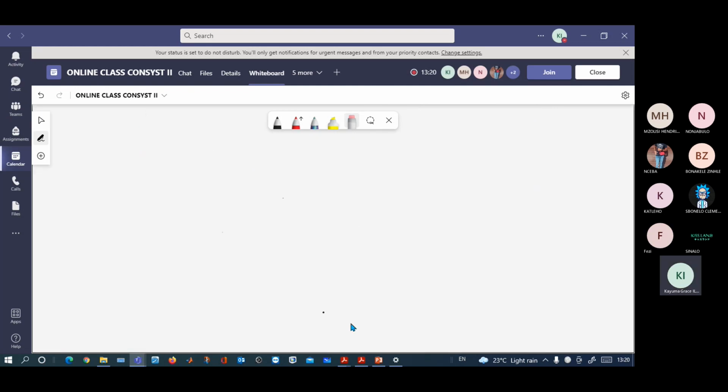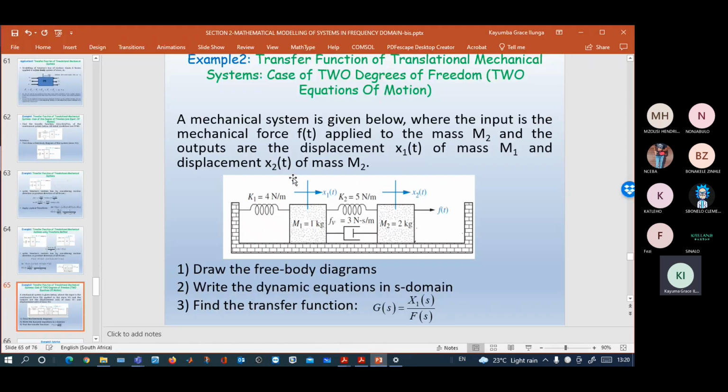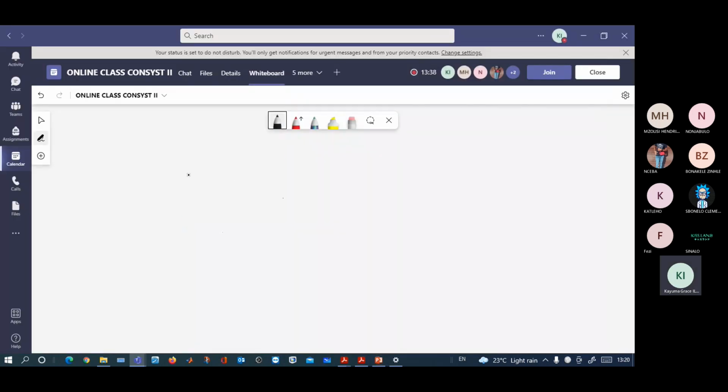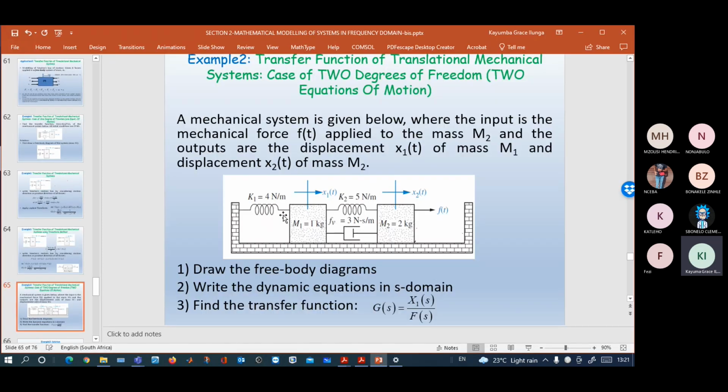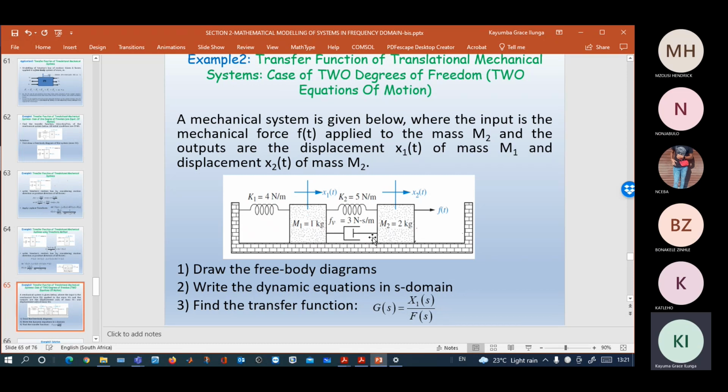Okay, so let's now solve this one. So we have this problem with two bodies. Let's solve first for this mass. For mass number one, we can get the free body diagram for mass number one. This is mass number one, M1. So let's go back. How many forces do I have on mass number one? You can count this one for K1, this one for K2, and this third one for the damper.